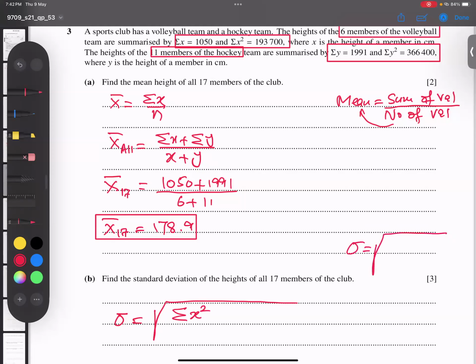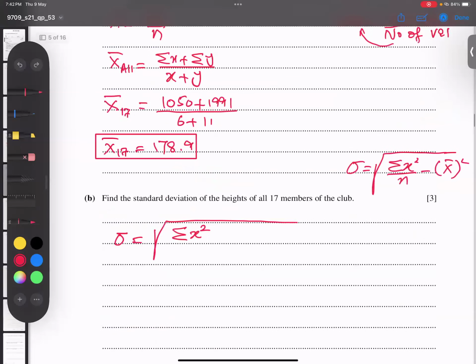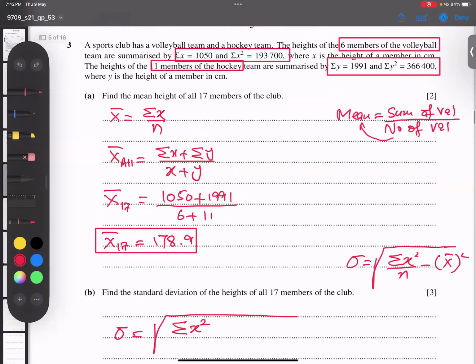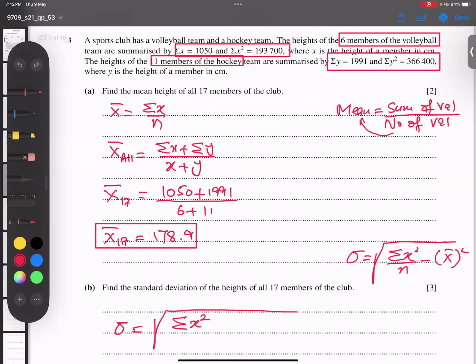So the standard deviation formula for one class is the square root of sigma x squared by n minus the mean squared. This is the formula for one class of members. But here we have two classes, one of volleyball players and one of hockey players. So I will apply this formula not for one, but I will add sigma y squared, over the number of X members plus the number of Y members, minus the square of the collective mean of all 17 players. This is the mean. Okay.